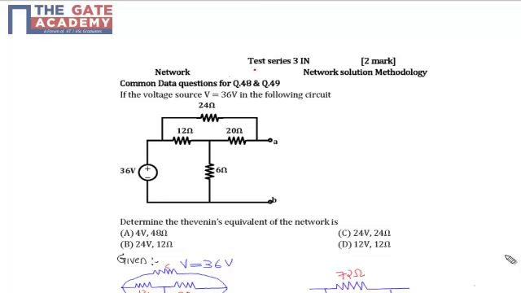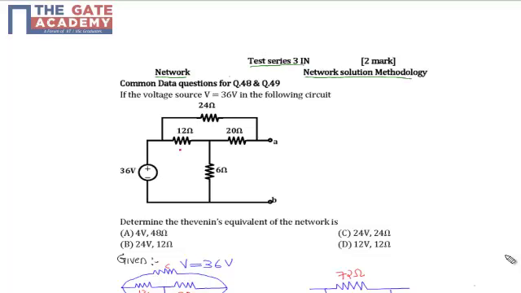Hello students, this question is taken from test series 3 IN, from the subject Network, from the topic Network Solution Methodology. It is a 2 mark question and it is a common data question for question number 48. The given question has a voltage source, V equal to 36 volts, and the following circuit.